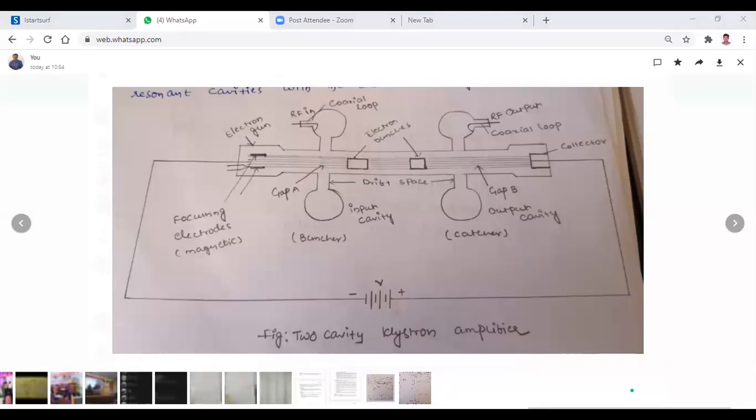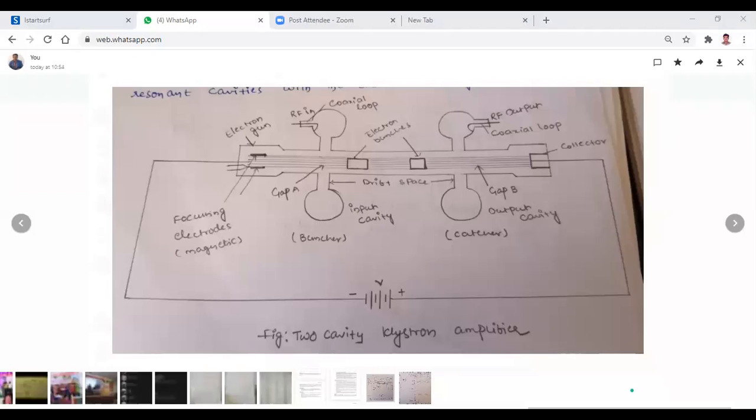So at this point, what happens? The RF signal is coming like this. Now here the RF signal is combined with these electrons. Because of this RF signal, the velocity of the electrons changes. The reason is that the RF signal does not have a constant amplitude. It is a high frequency signal, and it has different amplitudes.